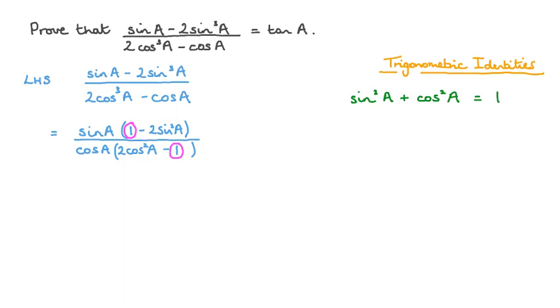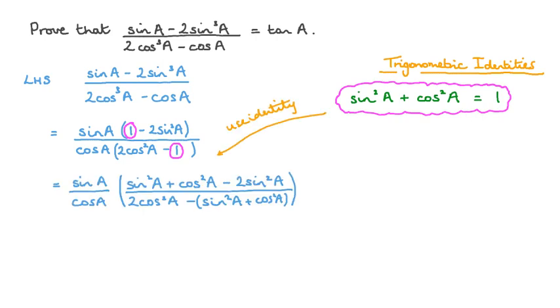It becomes useful because on both the numerator and the denominator we have a 1. Using the identity, we can see that these 1s are going to be equal to sin squared A plus cos squared A, which is going to be really useful because we're dealing with sin A's, sin squared A's and cos squared A's as part of our question.